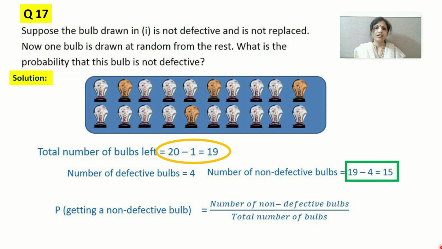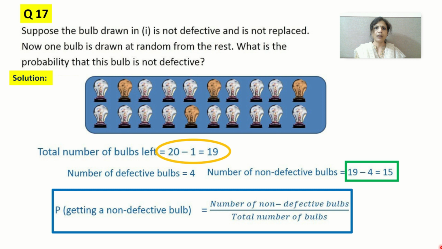Alright. Now we are asked, what is the probability that the bulb taken out is non-defective? So our formula will be probability of getting a non-defective bulb is equal to number of non-defective bulbs upon total number of bulbs. Now we have calculated that out of 19, if we take out 4 defective bulbs, the non-defective bulbs will be 15. So substituting the values, we get 15 upon 19, and this is the probability of getting a non-defective bulb. Alright, so a simple sum, but you have to understand it a little.